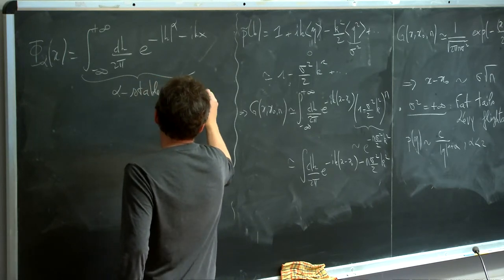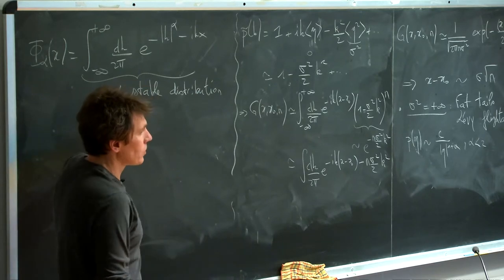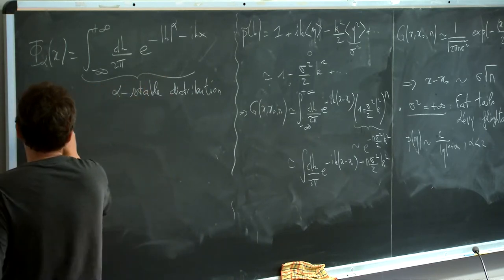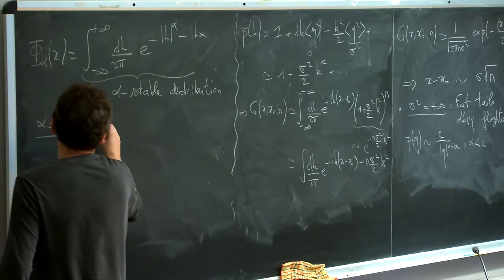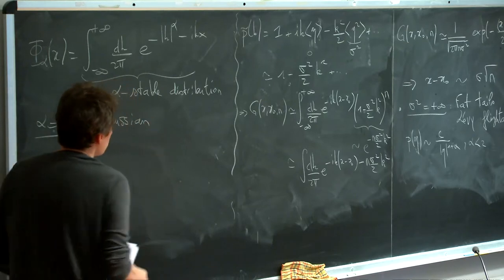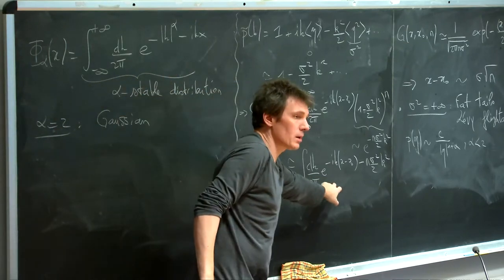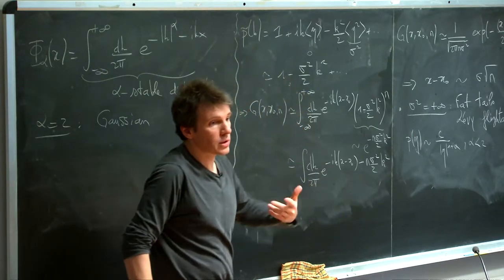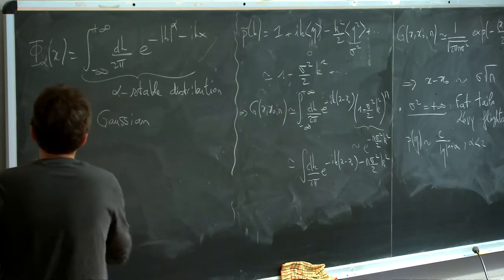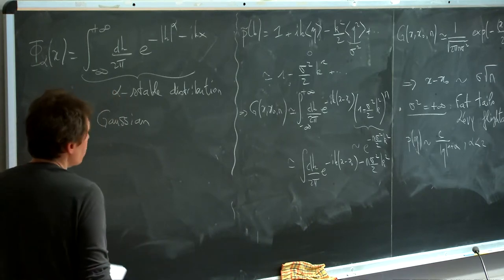And it's quite different from a Gaussian. Of course, for alpha equal 2, you recover a Gaussian. This is just a Gaussian. That's what we studied before, right? If I set alpha equal 2, I'm back to this formula, and we know that the Fourier transform of a Gaussian is a Gaussian. But in general, for alpha much smaller than 2, this is quite different.